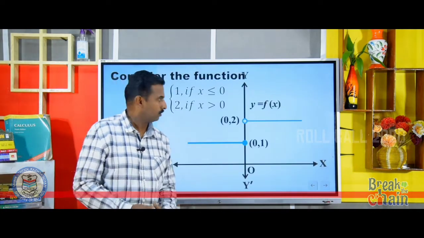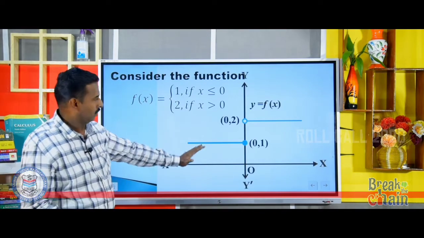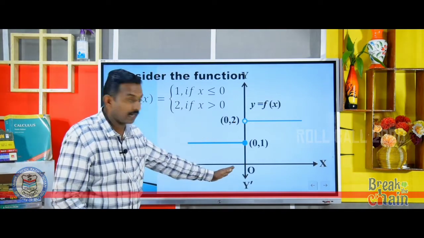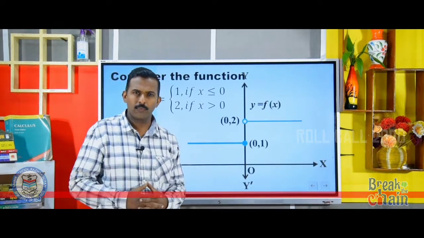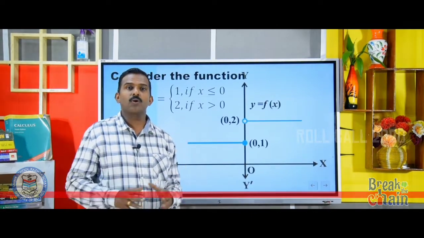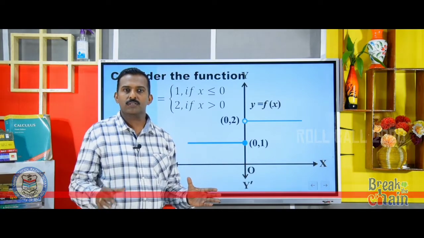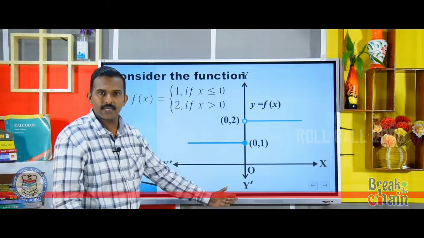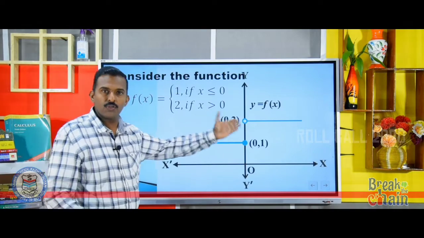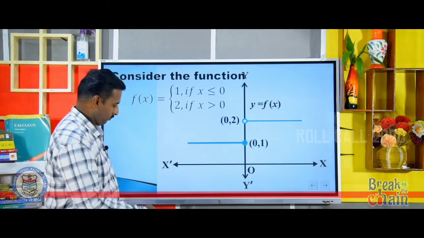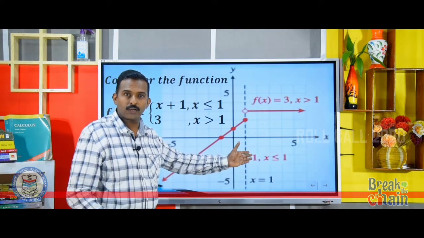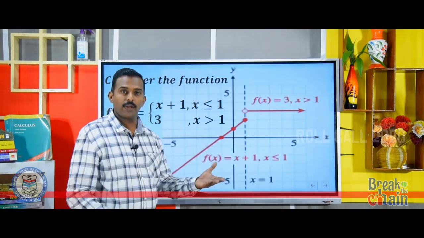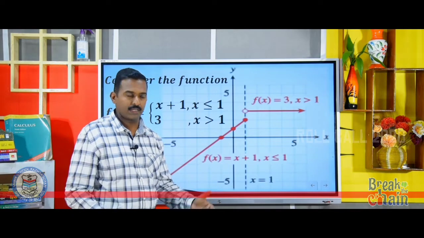Again, I'll repeat. The first example, the function is not continuous at the point x equal to 0. In fact, it can be told in another way that x equal to 0 is a point of discontinuity of the function. We will go through the three examples again. The first function is not continuous at x equal to 0. Second function is not continuous at x equal to 1, or x equal to 1 is a point of discontinuity.